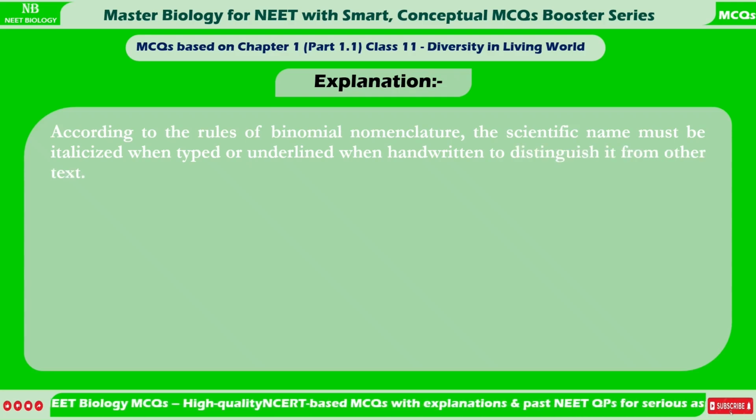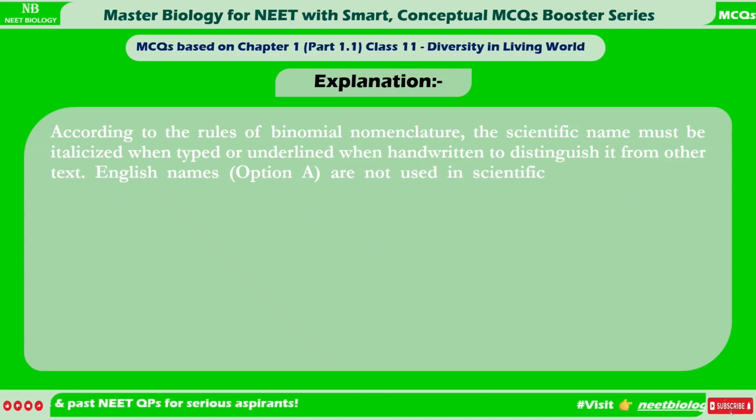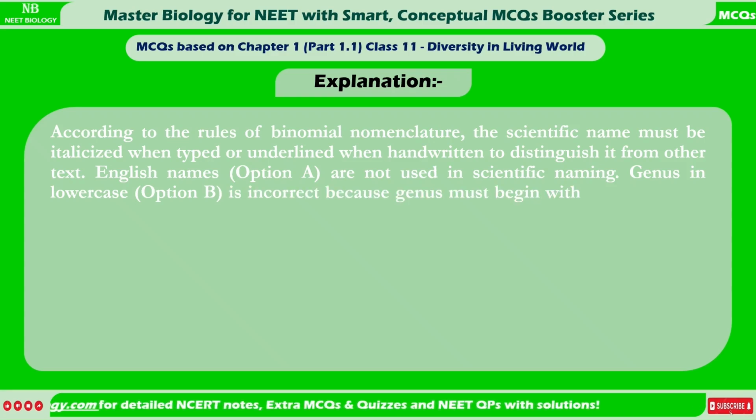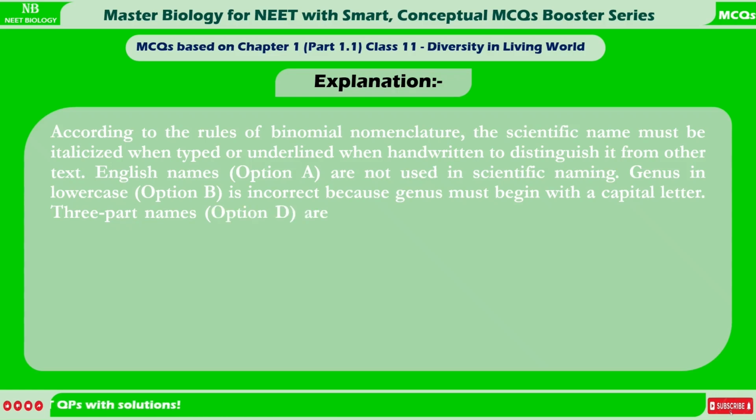English names, option A, are not used in scientific naming. Genus in lowercase, option B, is incorrect because genus must begin with a capital letter. Three-part names, option D, are not part of standard binomial nomenclature, which only uses two parts.